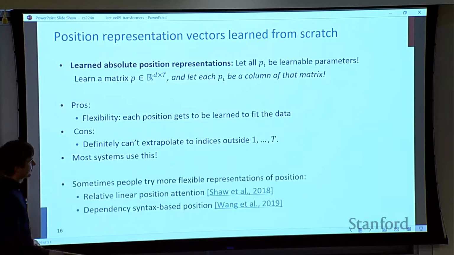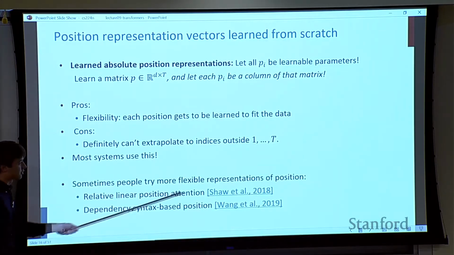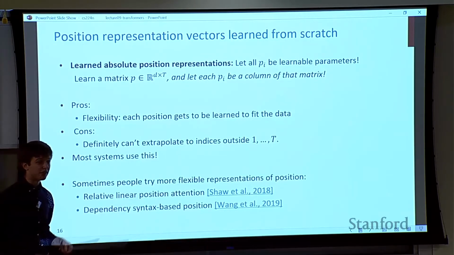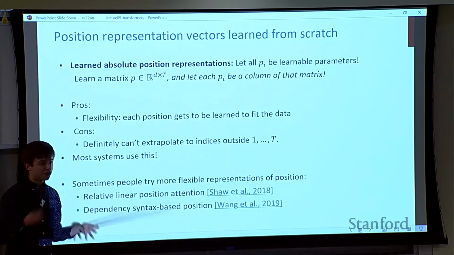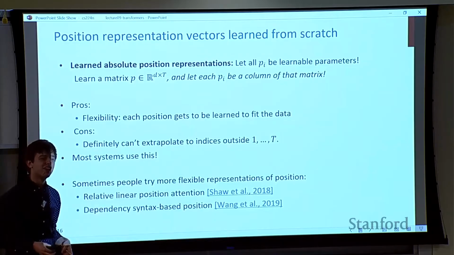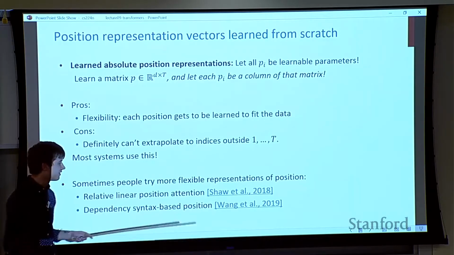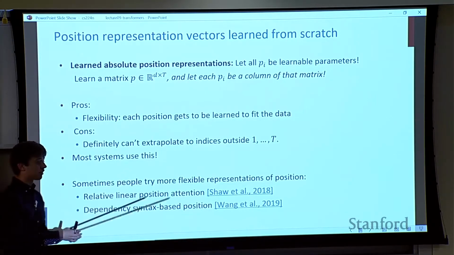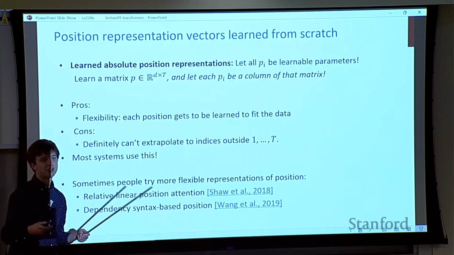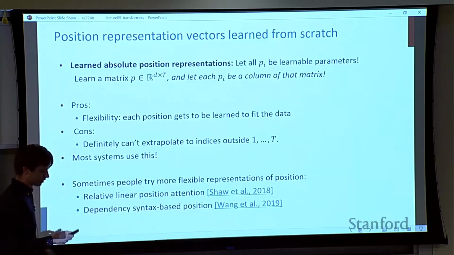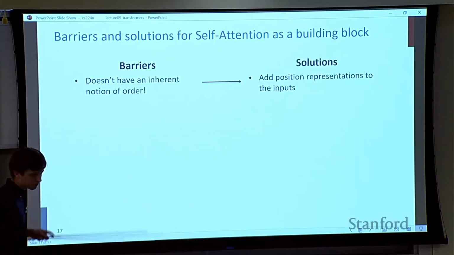This is super useful. And sometimes people try more flexible representations of position because, again, the absolute index of a word is not sort of its natural representation of its position in the sentence. And so people have looked at the relative position between words, as well as position representations that depend on syntax. But we're not going to be able to go too far into those today.